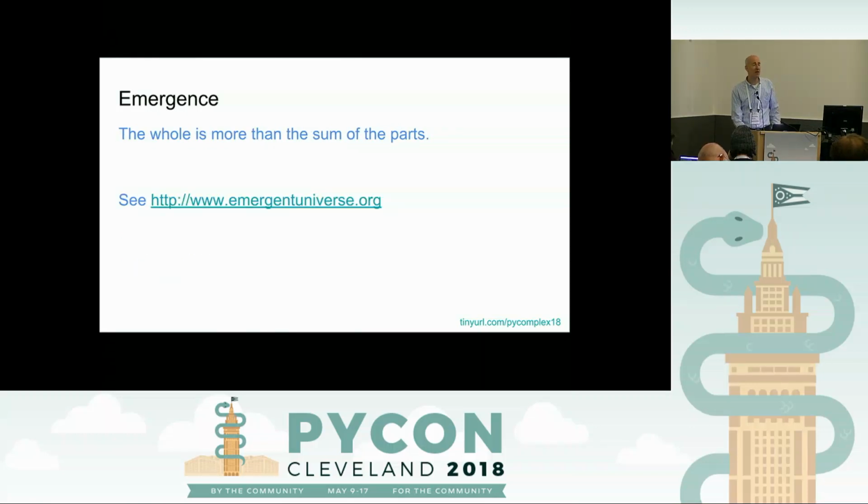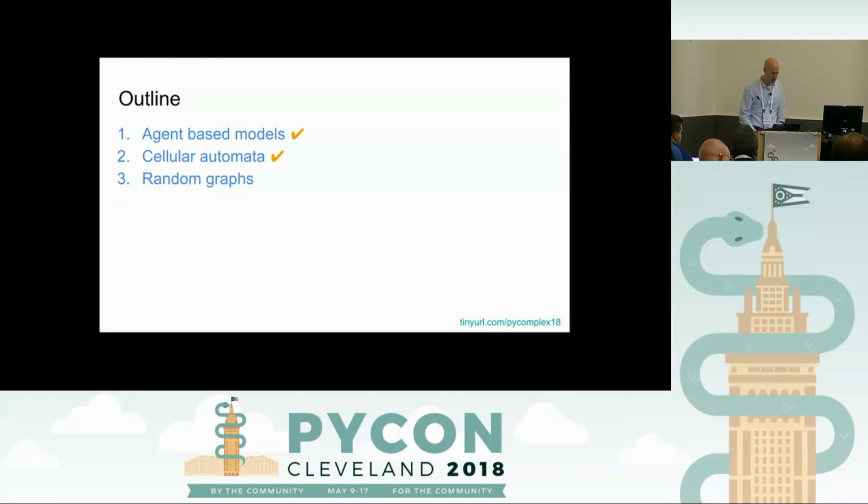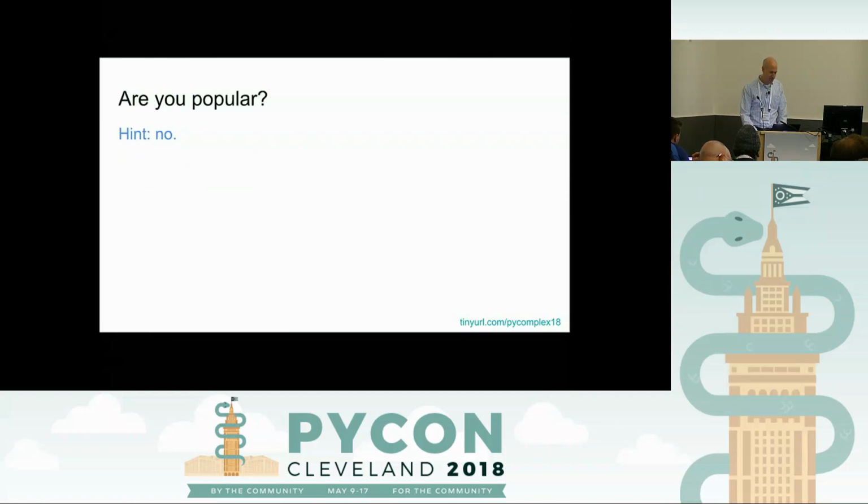The other theme that I mentioned is emergence. I won't talk too much about this now, but if you get a chance to check out Emergent Universe, they have many examples there from various branches of complexity science. That is all I will say for now about CAs, because I can't pronounce cellular automata. And we will move on to part 3, which is about random graphs.